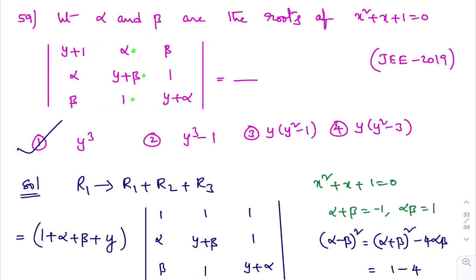1 alpha beta y is there. So what I will do by seeing this problem, I will go with this operation. R1 changes as R1 plus R2 plus R3.